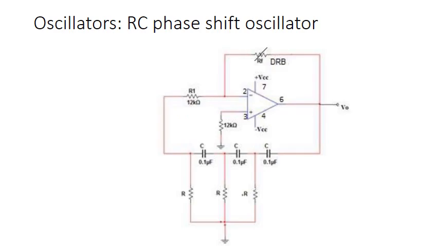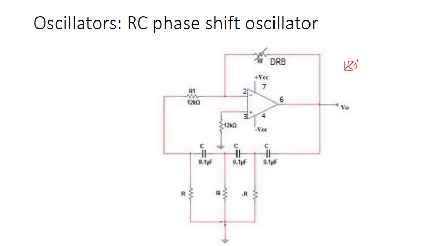So this is the diagram of the RC phase shift oscillator. Here we have an op-amp with the input fed to the inverting terminal. So this acts as an inverting amplifier which provides a phase shift of 180 degrees.